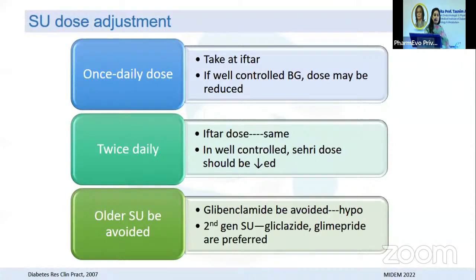If twice daily sulfonylurea is on the prescription, then keep the iftar dose the same, and if well controlled, the sehri dose should be reduced to maybe 50%. Older sulfonylureas, as I already mentioned, first generation sulfonylureas like glibenclamide, have a higher potential of hypoglycemia. So it is better to modify those to second generation sulfonylureas, such as gliclazide modified release and glimepiride. These are preferred to glibenclamide.